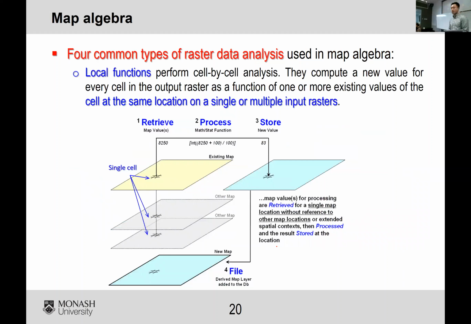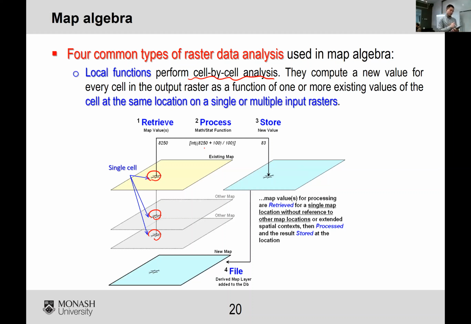And when we do the map algebra, there are actually different types. So the map overlay, basically we care about individual cells, right? We want to combine or compute a new value based on the value from the same location from the input rasters. So this is called a cell-by-cell analysis. So we're looking at a single cell, the same cell in each of the input rasters.